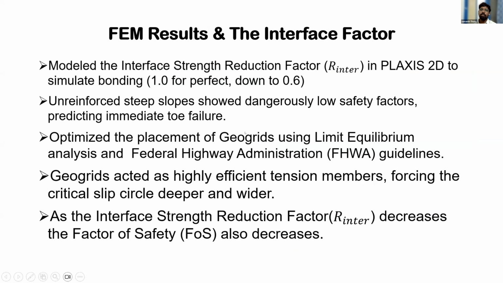What are the conclusions? What are the results and the interface factors? We reduce the interface factors from 1 to 0.6. Unreinforced steep slopes show dangerously low factor of safety, predicting immediate toe failures. I optimized the placement of geogrids using limit equilibrium analysis and the Federal Highway Administration guidelines.